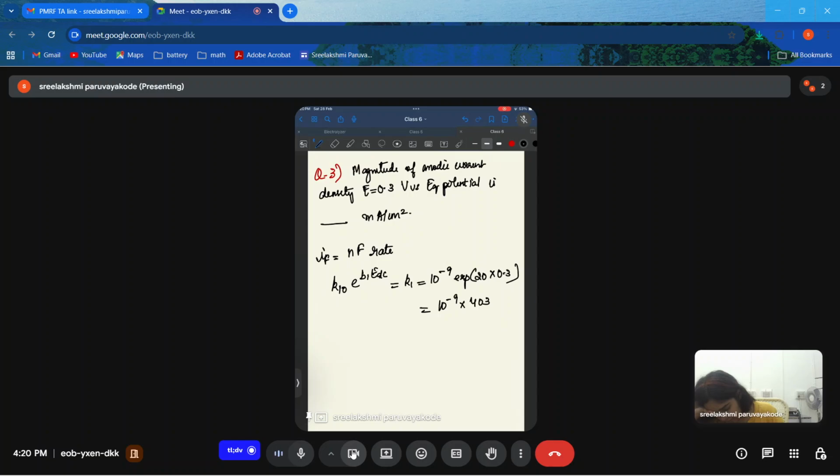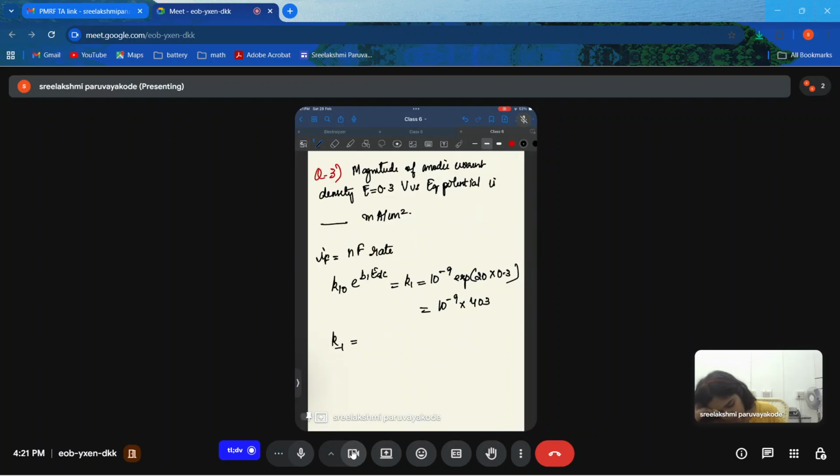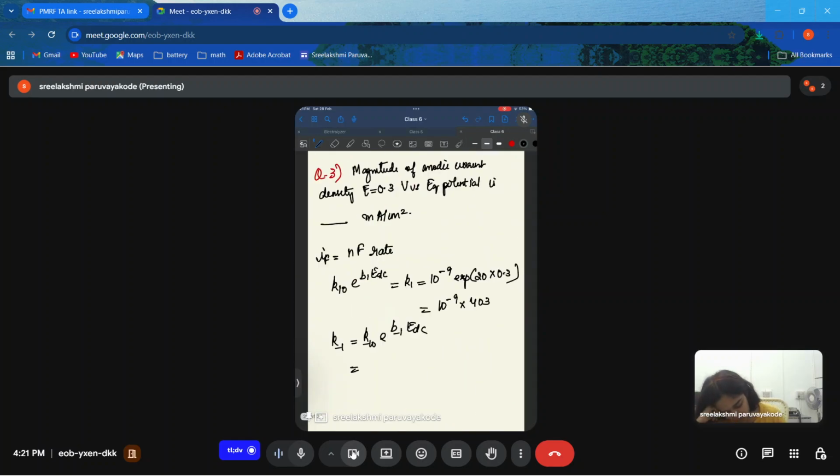Exponential to the power 6. Just let me move on. Now K minus 1 is equal to K minus 10 e to the power minus B minus 1 E. So only if you get this first part correct, you will get the next part. 4 into 10 to the power minus 5 exponential of minus 18 into 0.3.